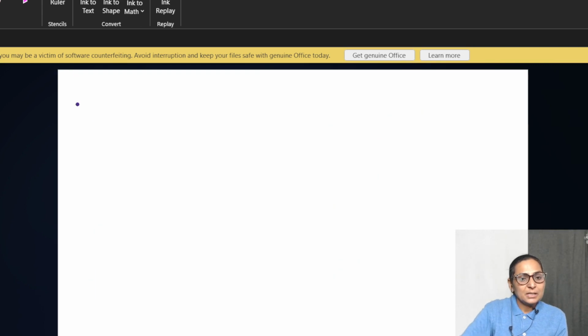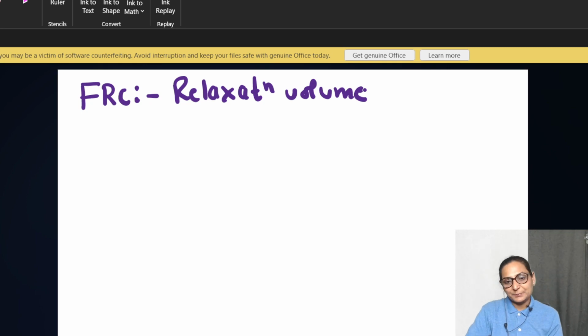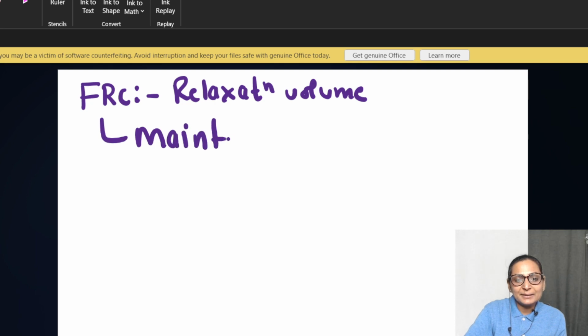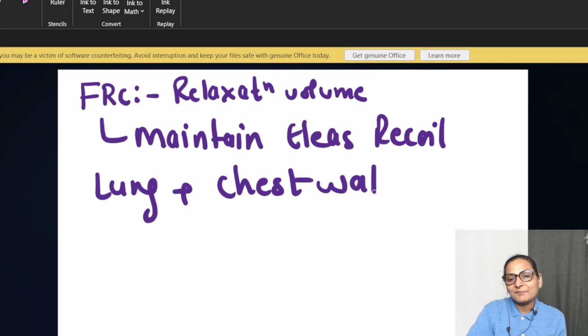Now let's get started. As far as FRC is concerned, it is also called the relaxation volume, because it is the volume of the air which is present in the lungs when the entire respiratory system is relaxing, right? It is the end expiratory position. It is also the volume that maintains the elastic recoil of the lung and the chest wall. You know that both of them have elastic recoil tendencies, but in opposite directions. It is maintained by the volume which is your FRC.